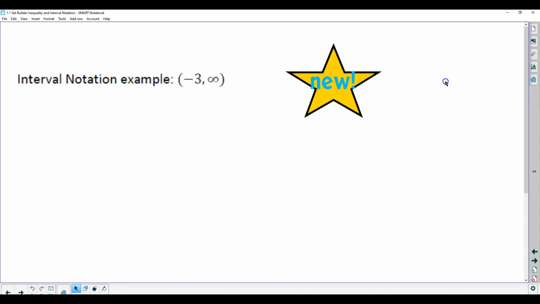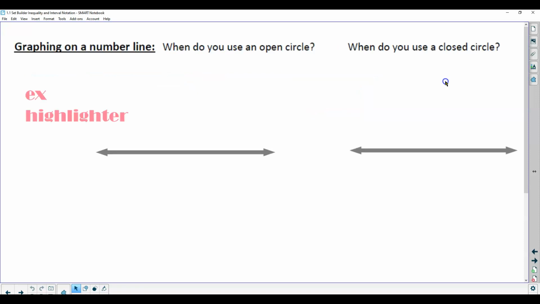Then we're going to talk about interval notation. This is the new stuff. This is really what we're going to focus on the rest of the year, and you guys are going to use this stuff like crazy in Pre-Cal. So in order to kind of introduce interval notation, we're going to go back to that original example.